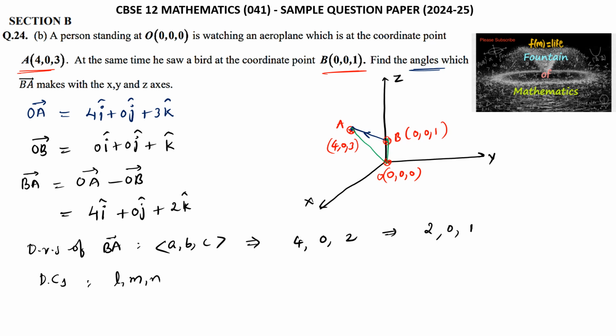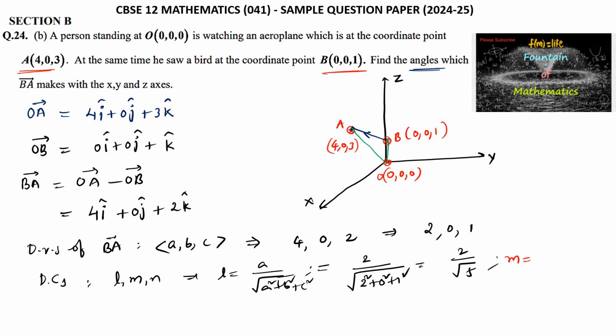l, m, n, we can find l is equal to a upon root of a square plus b square plus c square. So we can write here 2 upon root of 2 square plus 0 square plus 1 square, that is 2 upon root 5. Similarly, m is equal to 0 upon, that is 0, and n is equal to 1 upon root of 2 square plus 0 square plus 1 square, which is root 5. So l value is 2 upon root 5, m value is 0, and n value is 1 upon root 5.